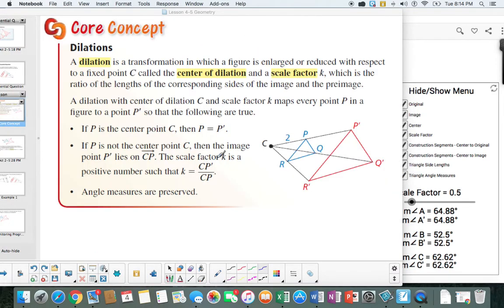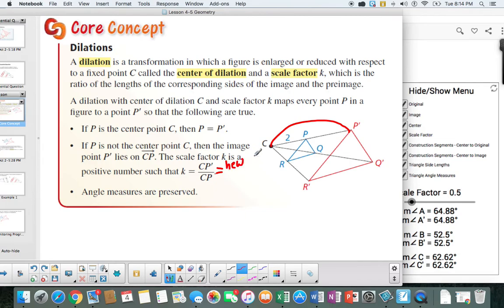and let's look at it more closely. So when we have the center of dilation, we have the new distance right here. This is the new distance divided by the old distance. Now this scale factor would also be the same for CQ prime to CQ and CR prime to CR.